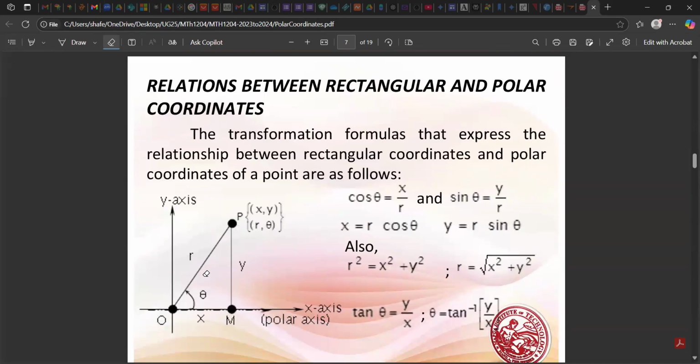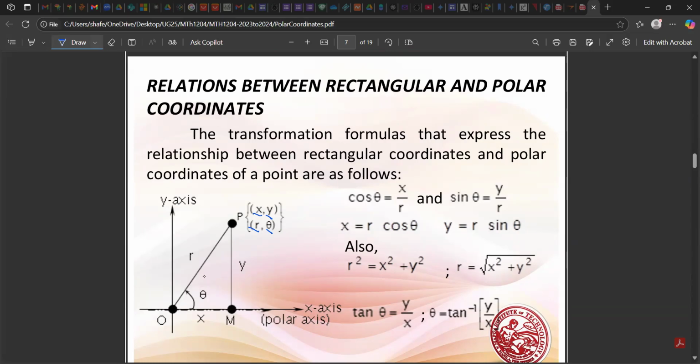Good. So let's see the connection between the two. We have a point, and the point is (r, theta), and the equivalent is (x, y). So we're going to do a little bit of trigonometry. You can see it here already: r is there, theta is there, that's y, that's x.